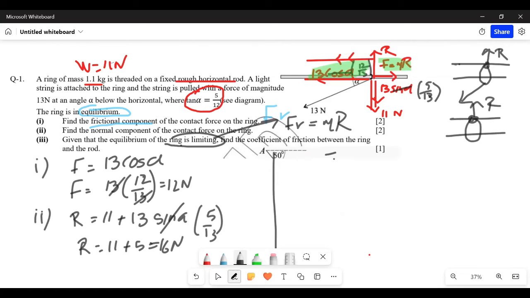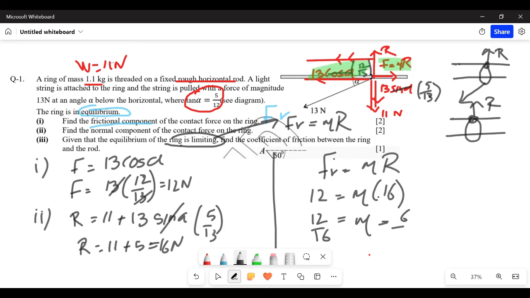So friction equals mu R. Friction we had already found in the first part, 12, equals mu R, and R we had found in the previous part. So mu will be 12 by 16, 6 by 8, which is 3 by 4. So mu is 3 by 4 or 0.75.